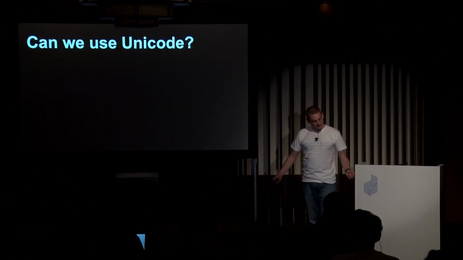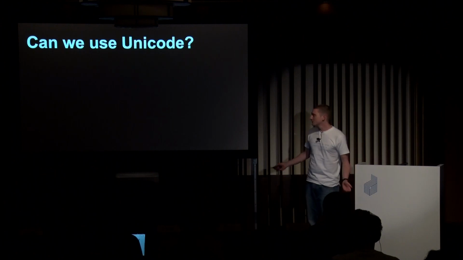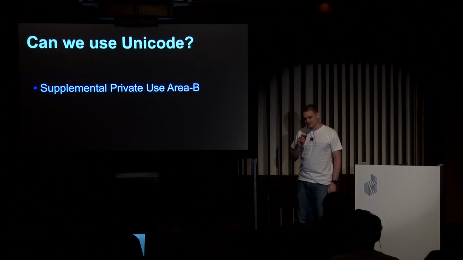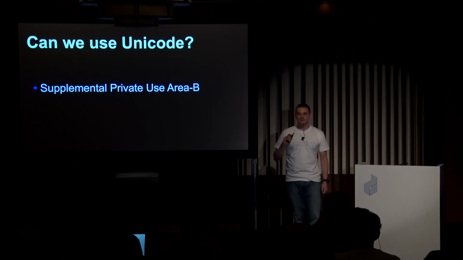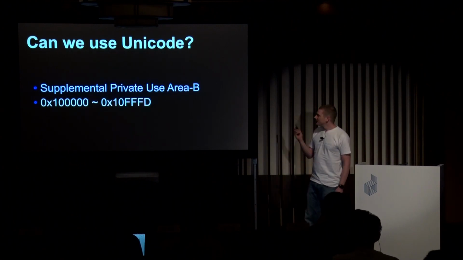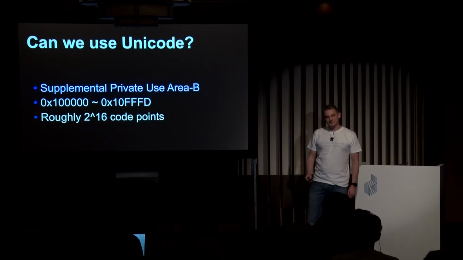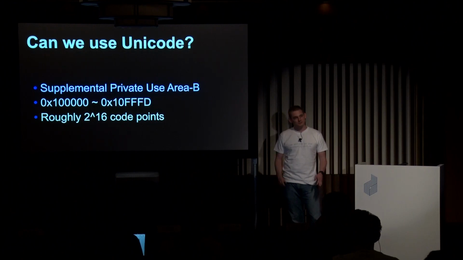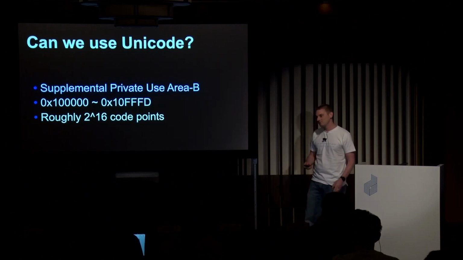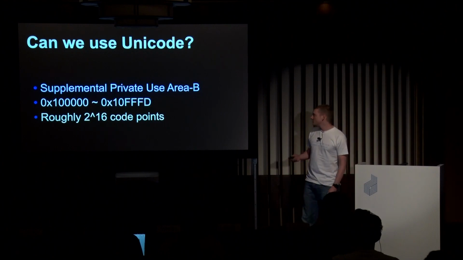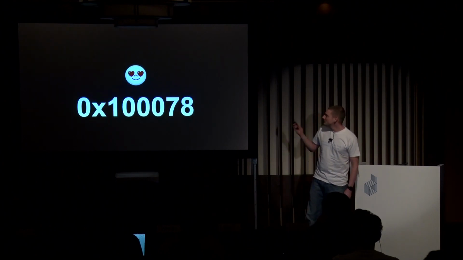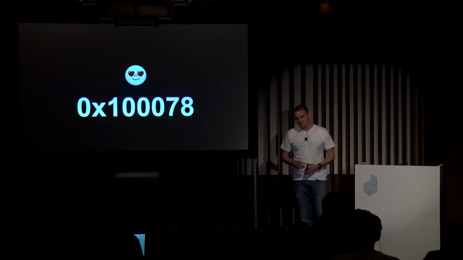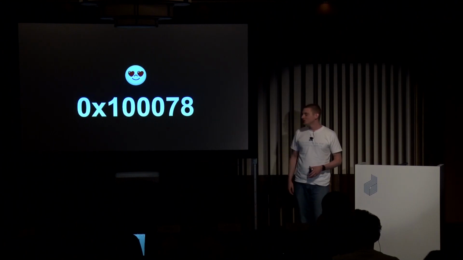So, LINE wants to make their emoji. How do we do it? Fortunately, not all Unicode is taken up. We have this supplemental area that's marked for private use. It's a pretty big area with about 64,000 different codes. I think that's probably an okay number for emoji. You might want more. I don't think anyone wants less than that. So we took that, and using that private section, we created our own emoji.